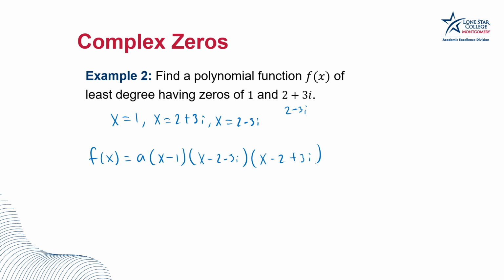So in this case, because we're not given any other x or y value, we can assume that our a is going to be 1. So we can simply write this as x minus 1, x minus 2 minus 3i, and x minus 2 plus 3i. So this is our polynomial function in factored form. And of course, if required, we can always expand this by the process of foiling or multiplication.